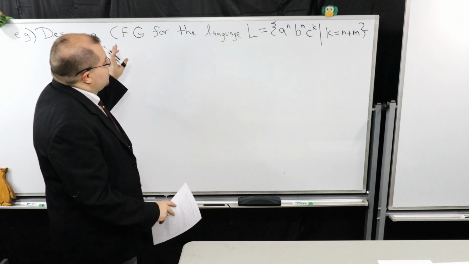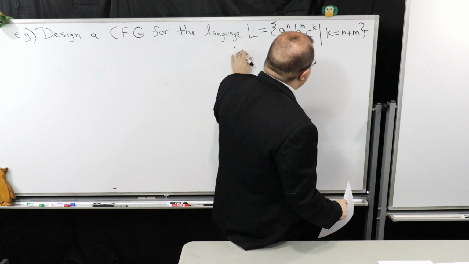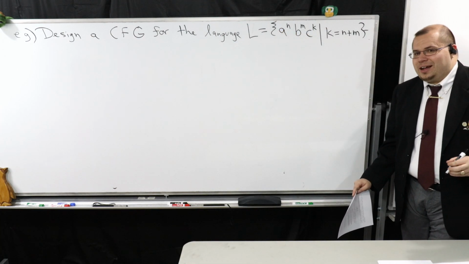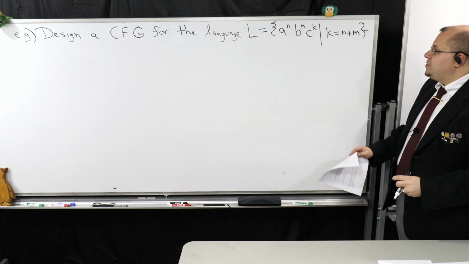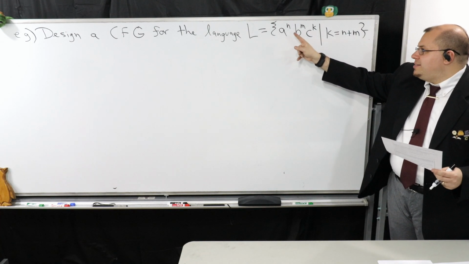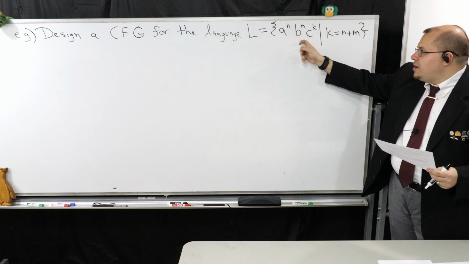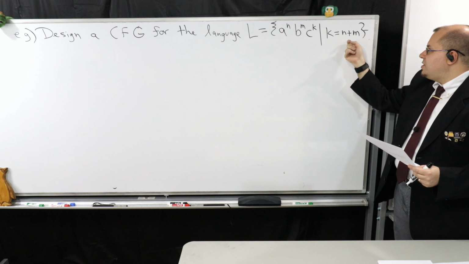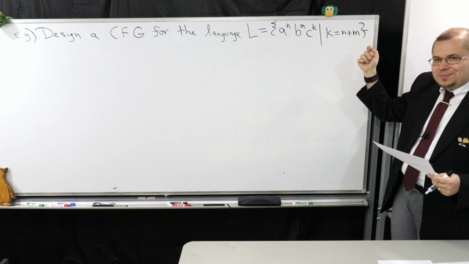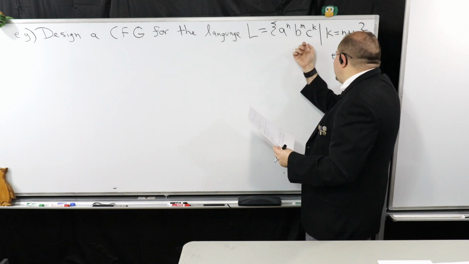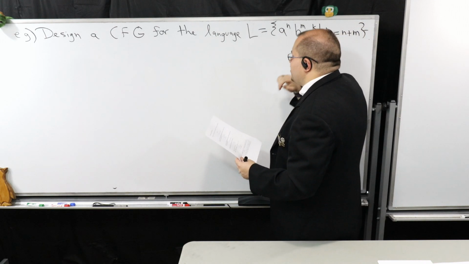The first thing I want to do is this one example here, just because it's a little different than the other ones that I've shown you up to this point. I want to design it so I have the following language where I have N A's, M B's, and K C's, such that K is equal to N plus M. So the number of A's and B's has to be equal to the number of C's.